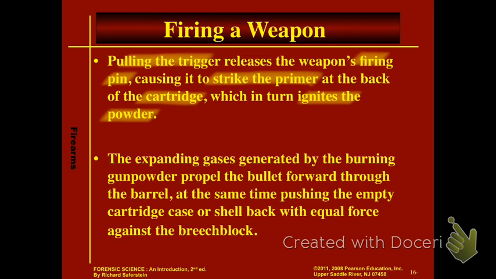As the gunpowder burns, that's a combustion reaction, so carbon dioxide, gas, and water vapor are produced. These gases expand as that combustion reaction of the burning gunpowder proceeds, and that pressure pushes the bullet forward through the barrel, and pushes the empty cartridge case where the bullet was originally placed, or shell, back with equal force against the breech block, which is the back of the gun.